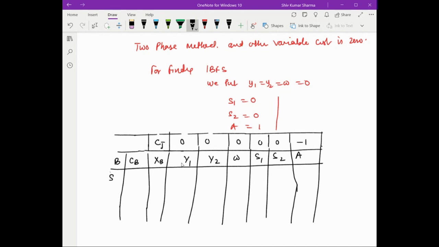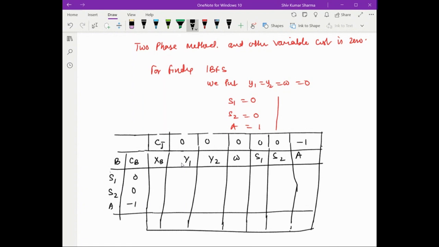So for the basic variables, we put S1, S2, and A. Three variables are in the basis. That means two are slack and one is artificial. The cost of the basic variables S1, S2 is 0, and A is -1. And the value of XB: S1 equals 0, S2 equals 0, and A equals 1.